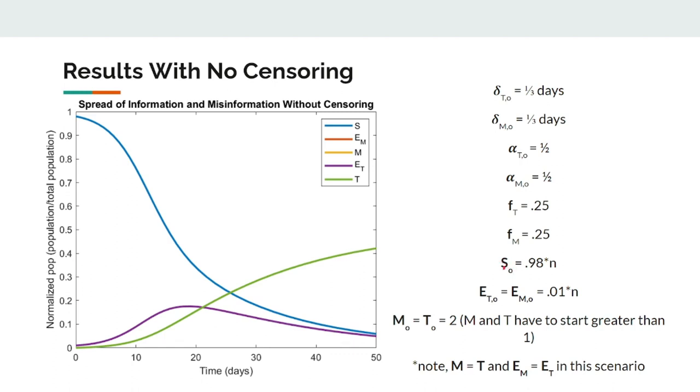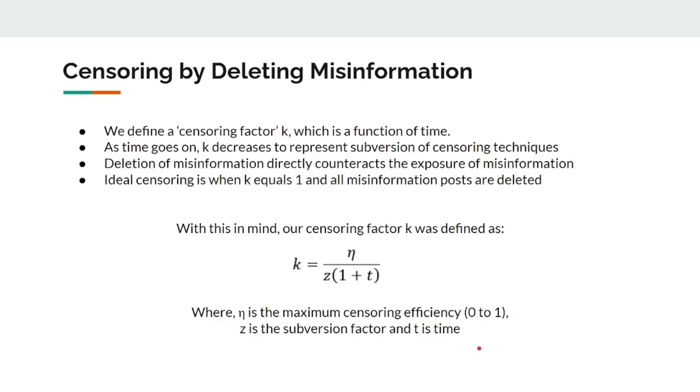We assumed that 98% of our population starts out in the susceptible category, and that 1% starts either in the true category or the misinformed category. It's also good to note that our M0 and T0 were both assumed to be 2, and this is so that the logarithmic relationship of our alpha in our exposure rate would work with the logarithmic relation that we assumed. And now I'll turn it over to Max to talk about our censoring model.